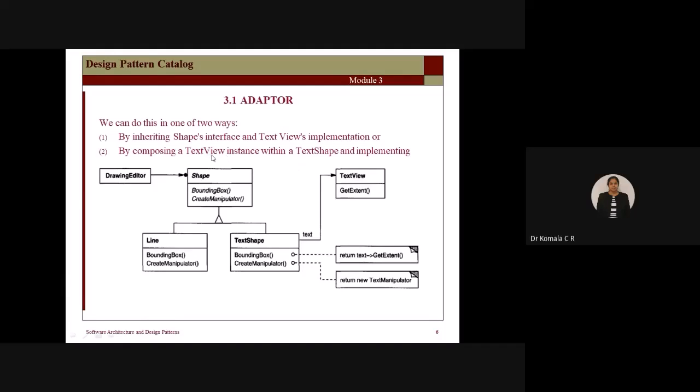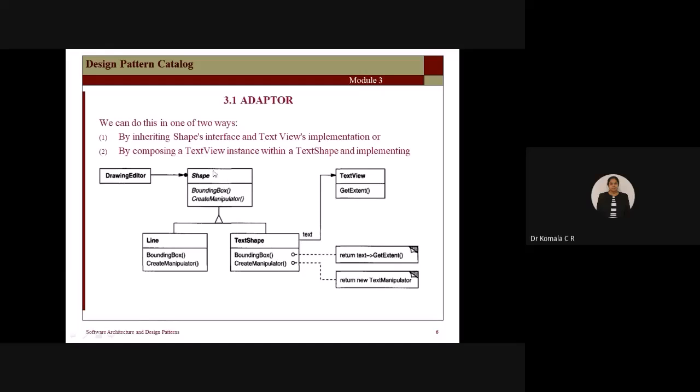From there I am going to create an instance of text view, and then I will perform the implementation. So here you can see with respect to this diagram, I have a main class as drawing editor. I will go for an abstract class shape with these operations to be performed, bounding box and create manipulator. Now I will inherit this abstract class into two concrete classes. What are those? I have line as concrete class 1 and text shape as concrete class 2, with the same type of operations I have taken.